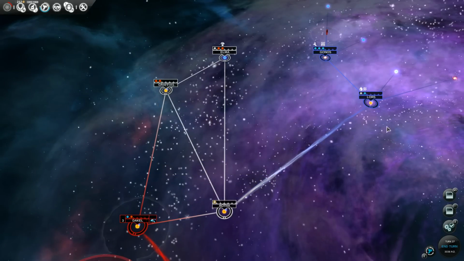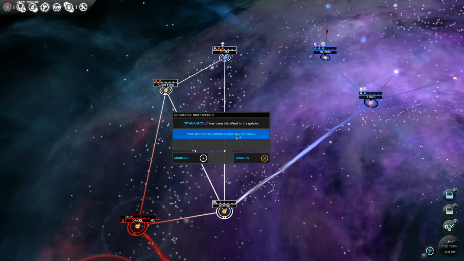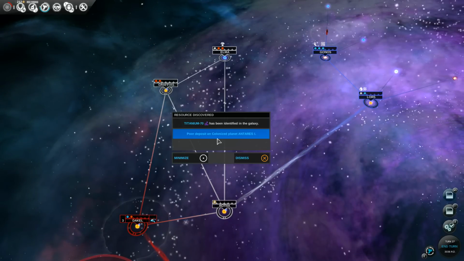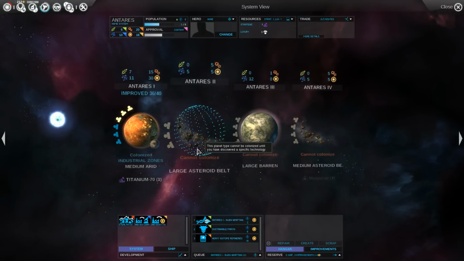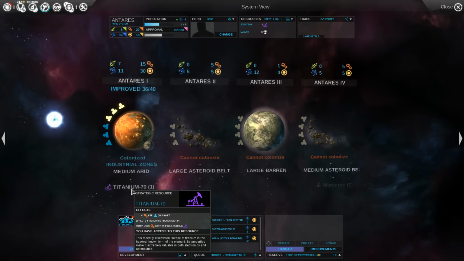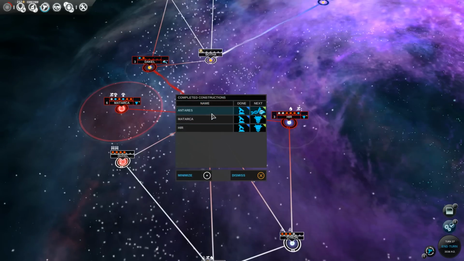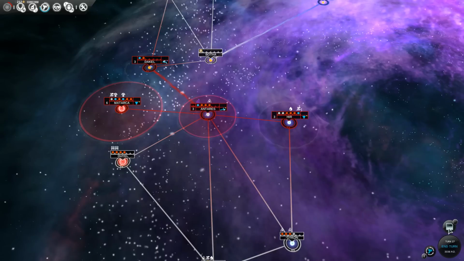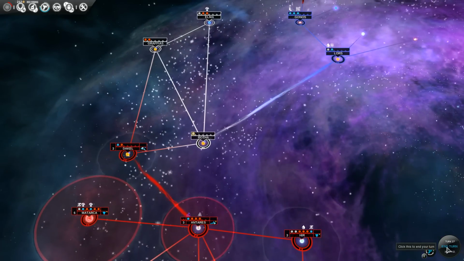Research is complete. Titanium has been identified in the galaxy. Deposit on Antares 1. Okay. And with titanium, we can produce those missiles that we have access to. And then what else happened? Okay, those two buildings were built. Alright. Let's end the turn.